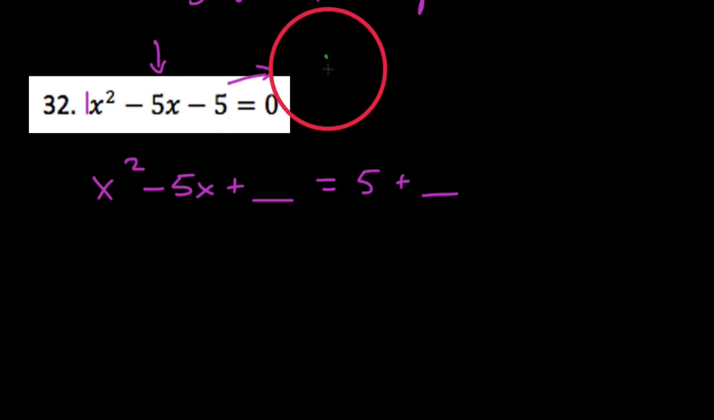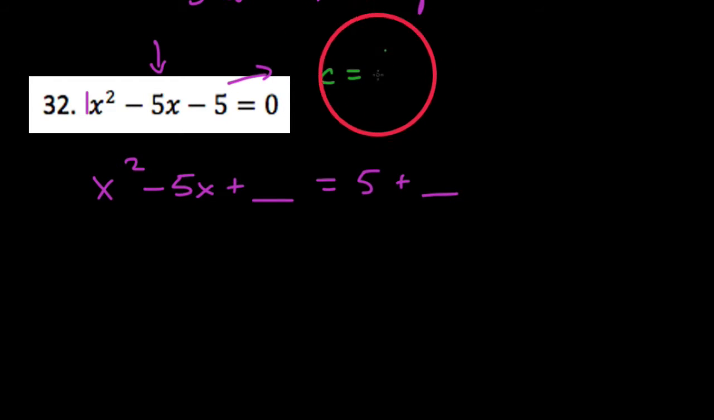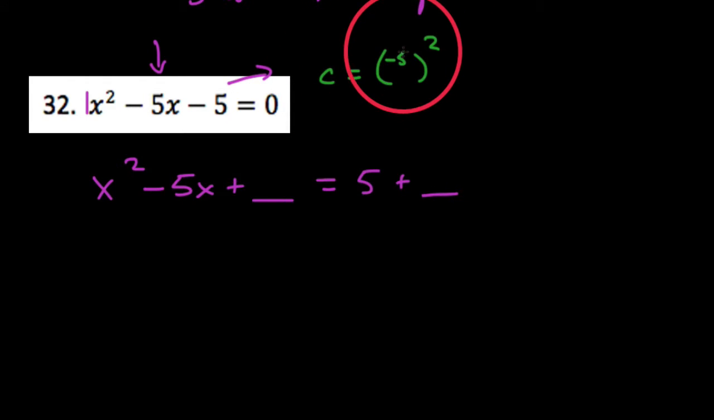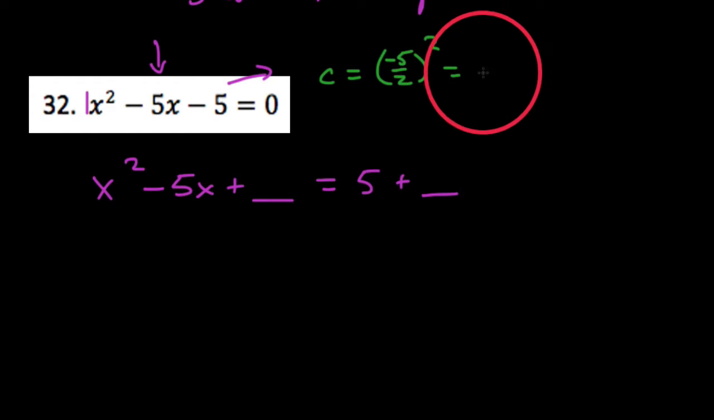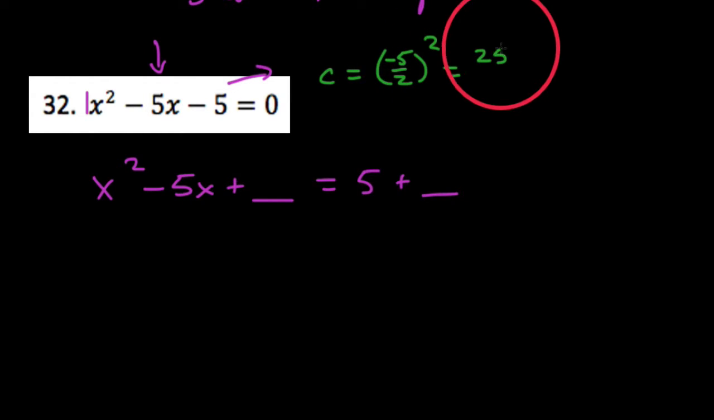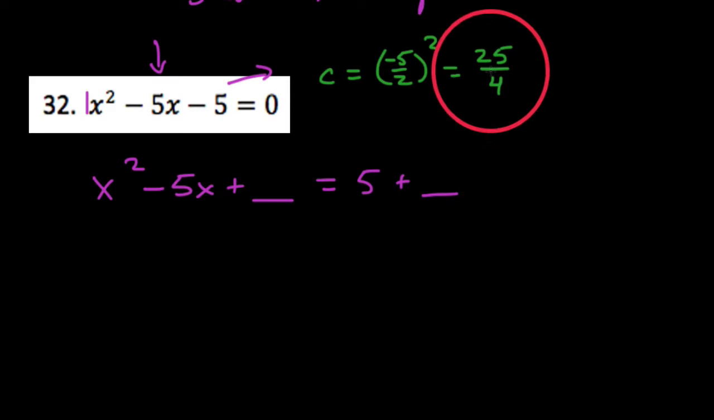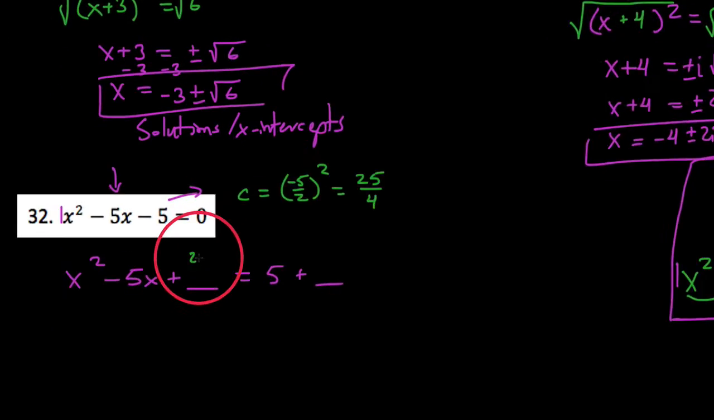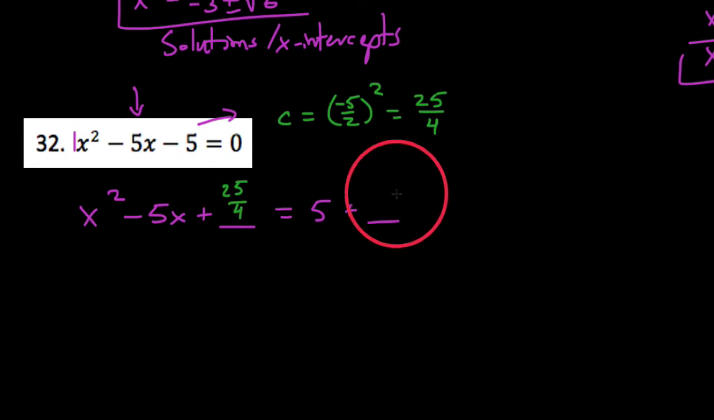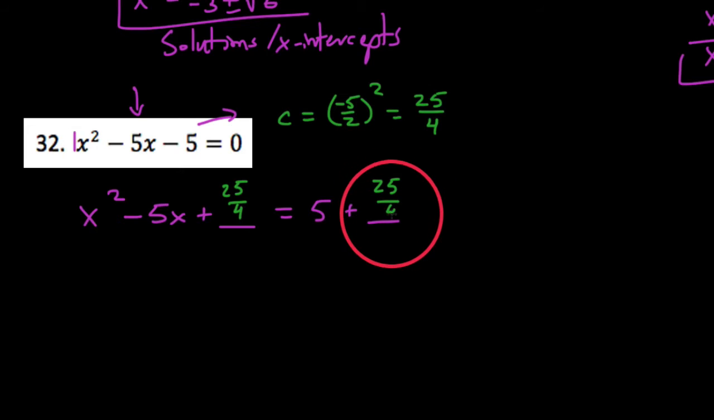So because our middle term here is negative 5, we're going to say that the c value that I want really is half of my middle term squared. And just like we did in our last video, we'll treat this as a fraction. We'll square the top and the bottom. You'll notice that every time we square this term, we always get a positive result. Positive 9, positive 16. This time we get a positive 25/4. And this is something that we need to make sure we add to both sides.